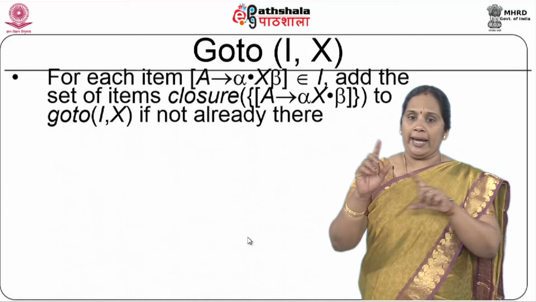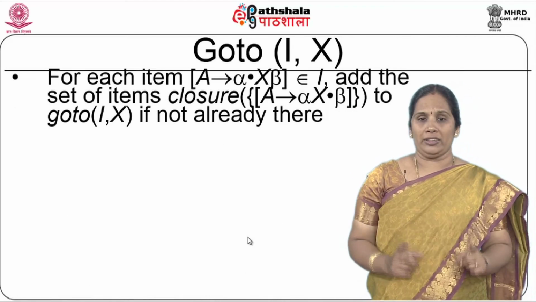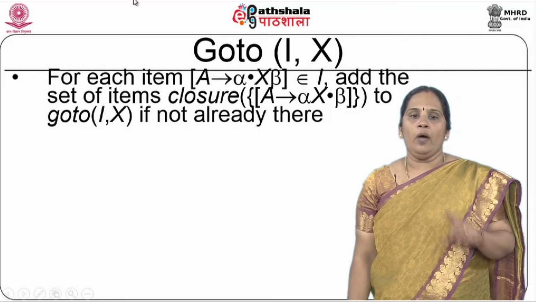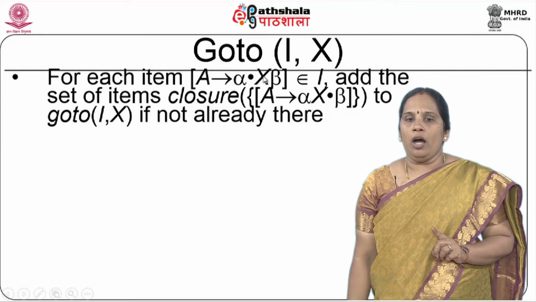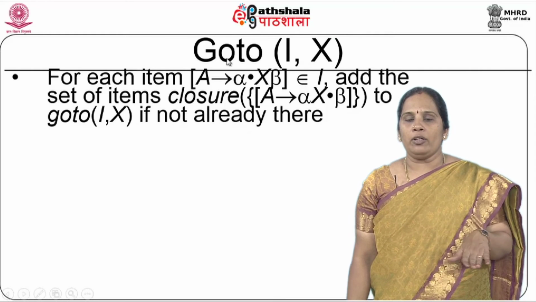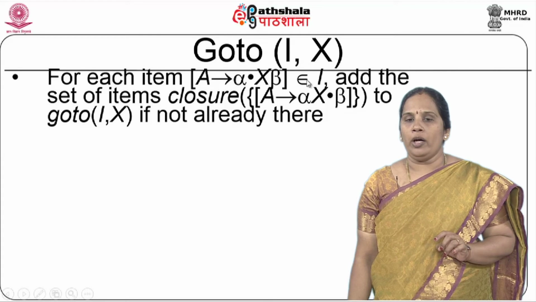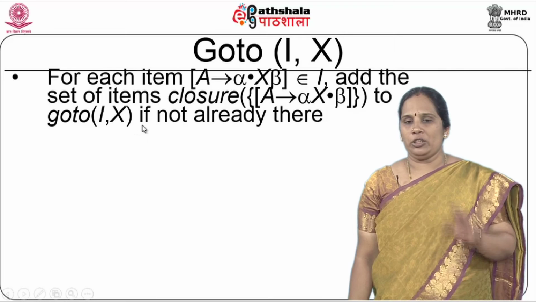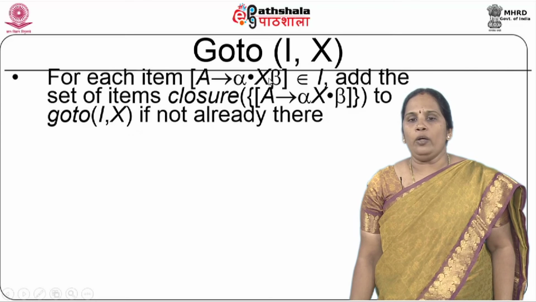Now, how do I choose the item which one to start with? I already know I have to start with the new production, which is the augmented grammar's production. And how does Goto get computed? Goto of I comma X: if there is a dot before any symbol, this X can be a terminal or non-terminal, I have to compute Goto of I comma X. So, for each item alpha dot X beta belonging to I, add the set of items closure of A produces alpha X dot beta to the Goto of I comma X if it is not already present. That is, Goto of I comma X is computed by shifting the dot by one position to the right.